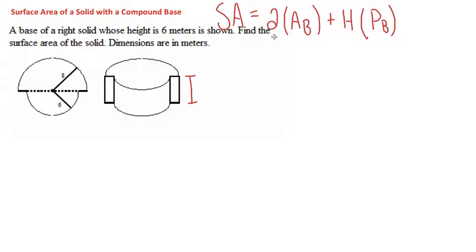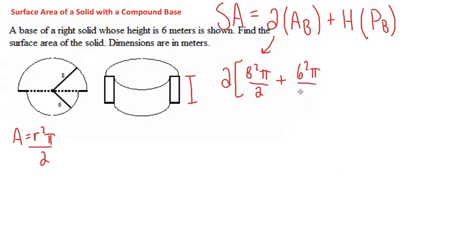So the first thing I need to do is my 2 times area of base. So I'm going to write 2, and then I'm going to put some brackets here. And then I need to figure out the area of the base. So this base is made out of 2 semicircles, and we know that the area of a semicircle is radius squared times pi divided by 2. So I'm just going to add these 2 semicircles. So this first one's 8 is the radius, so I'll do 8 squared pi over 2 plus the area of the other half circle, which is this one. And the radius is 6, so it'll be 6 squared pi over 2.